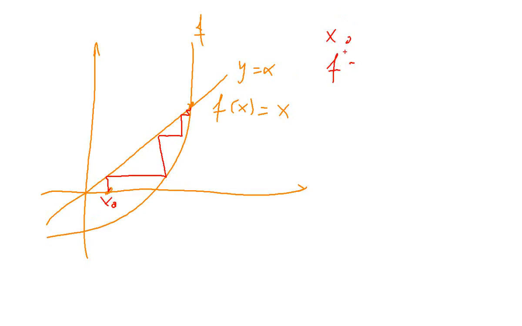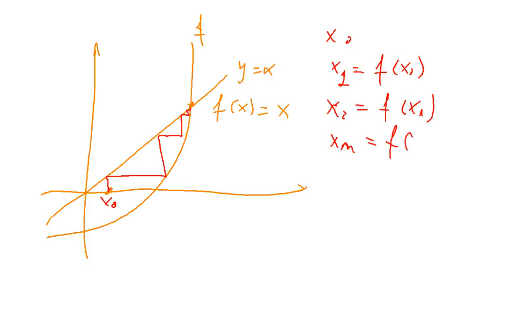And then I'm going to have x1. x1 is f(x0). x2 is what? f(x1). x3, so xn is going to be f(xn-1). So I can go there, I can do this ad infinitum. So I have an iterative process of finding the fixed point. And why is this a fixed point?